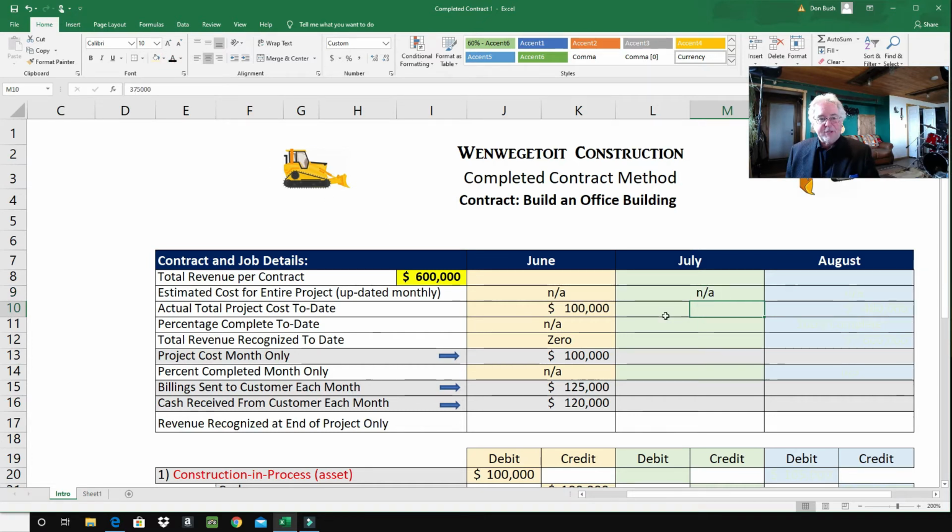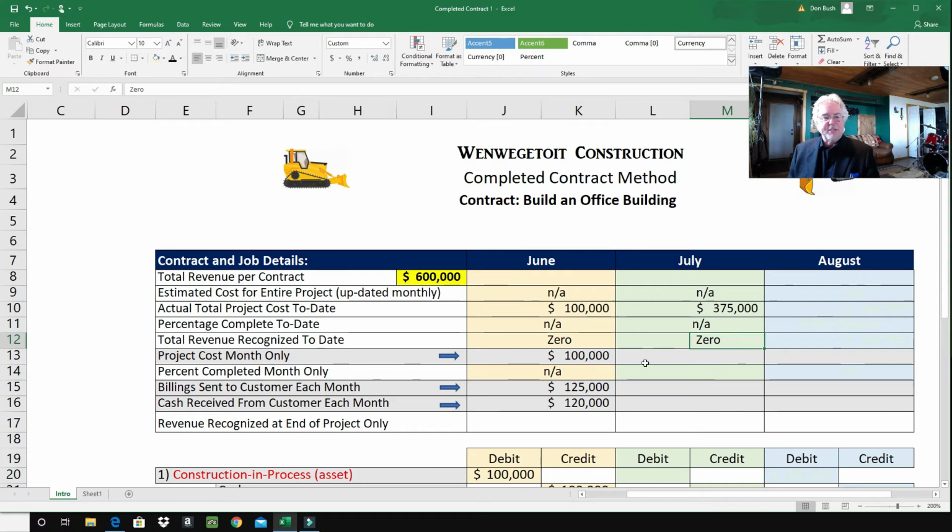But the actual total project cost to date, that we do need to know, and the engineer tells us that so far for the entire project, they have spent $375,000. The percent complete to date, we're not doing the percentage of completion method, so we don't need to know that. Won't help us out. And the revenue recognized to date is going to be 0. We're not going to recognize any revenue until the project is finished.